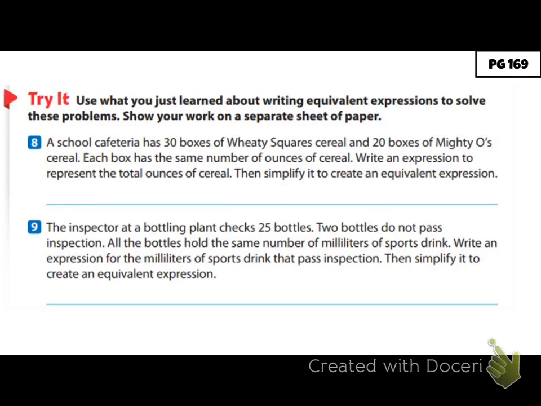Okay, so on number 8, the cafeteria has 30 boxes of Wheaties Squares cereal and 20 boxes of Mighty O's cereal. Each box has the same number of ounces of cereal. Write an expression to represent the total ounces of cereal, then simplify to create an equivalent expression. So, 30 boxes of Wheaties cereal. And then there's 20 boxes of Mighty O's.